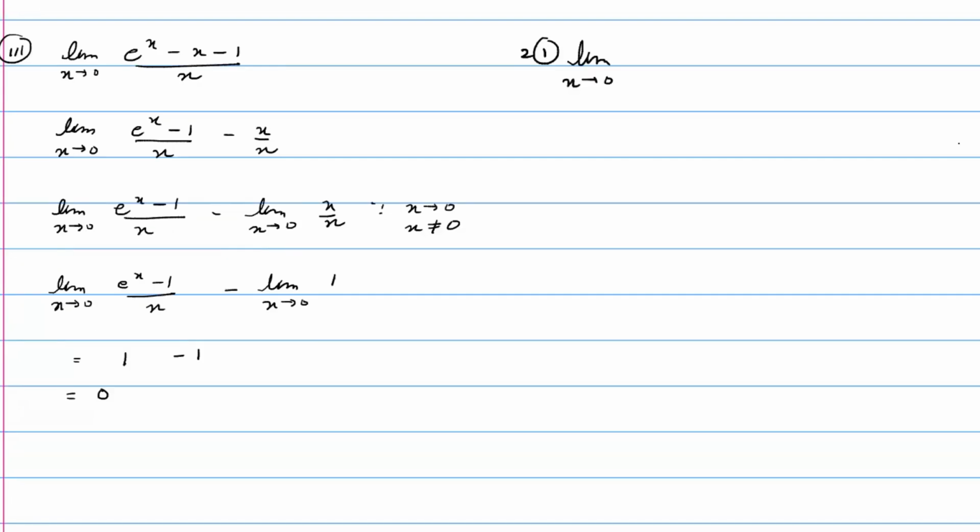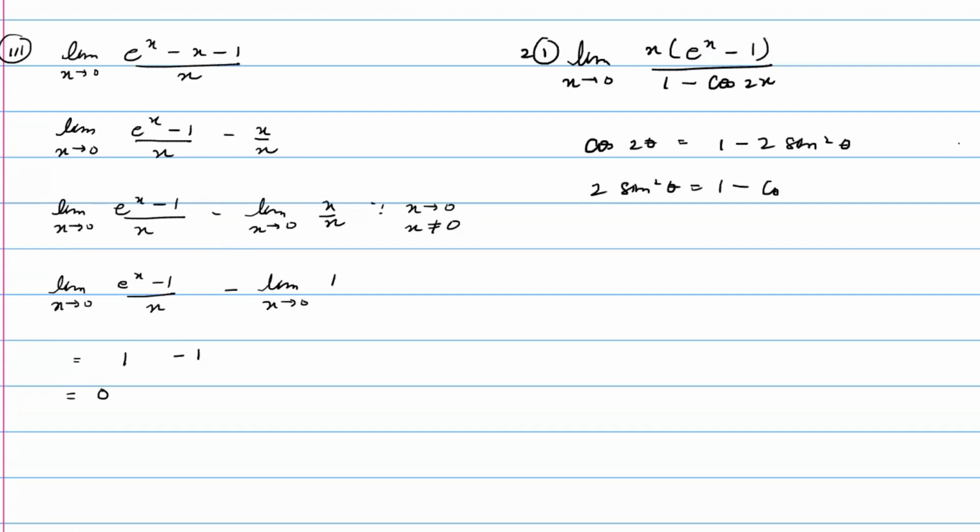Limit x tends to 0, x (e raised to x minus 1) upon 1 minus cos 2x. If you go by the formula, what do you need below this? You need an x below this, right? And when you see 1 minus cos, what comes to your mind? 1 minus cos 2 theta is 2 sine square theta. Okay, how do we proceed?